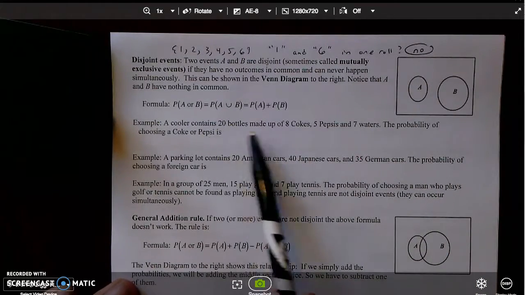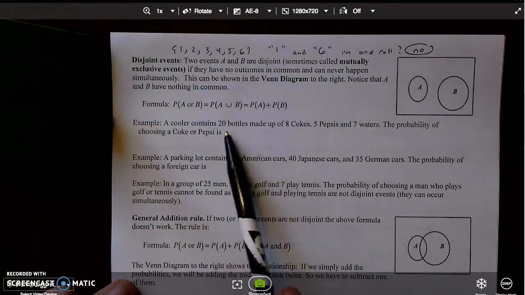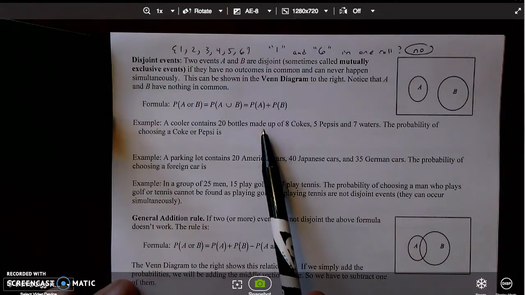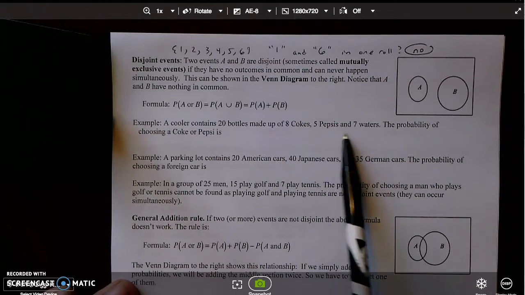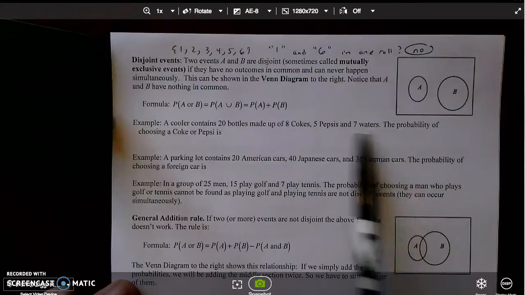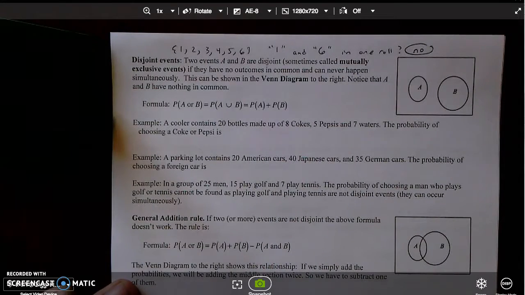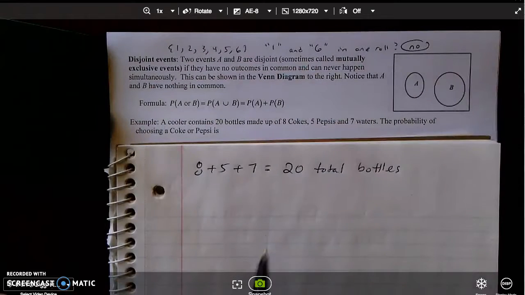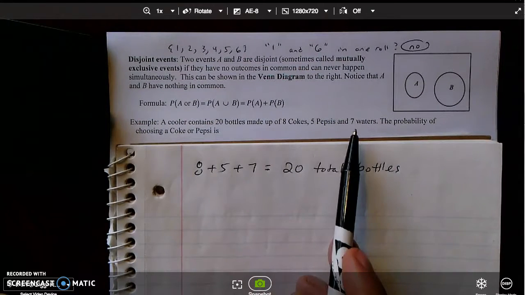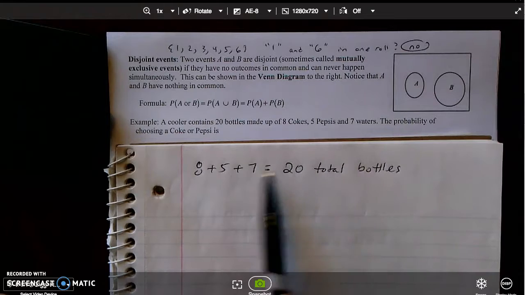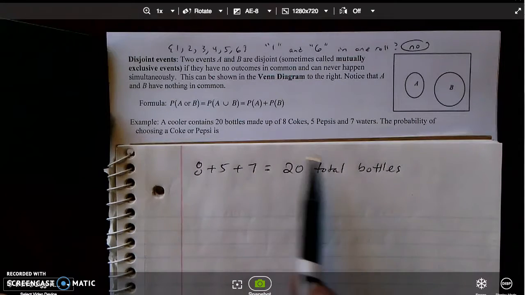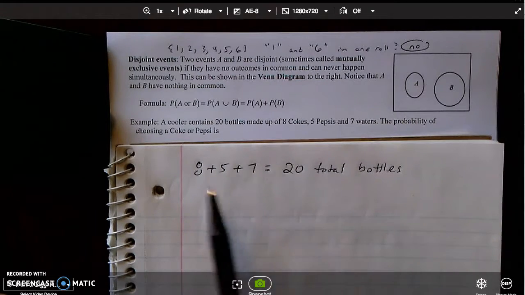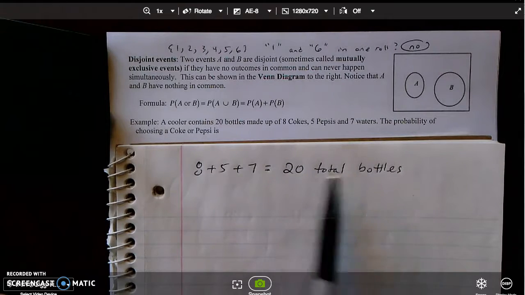Okay, let's look at this first example. A cooler contains 20 bottles made of 8 Cokes, 5 Pepsis, and 7 waters. So the probability of choosing a Coke or a Pepsi is... What I would do is add up 8, 5, and 7 to get my total number of possibilities for the denominator in my probability. I have 20 total bottles.